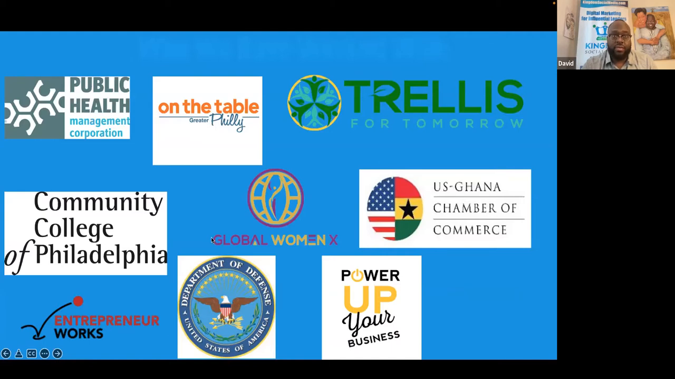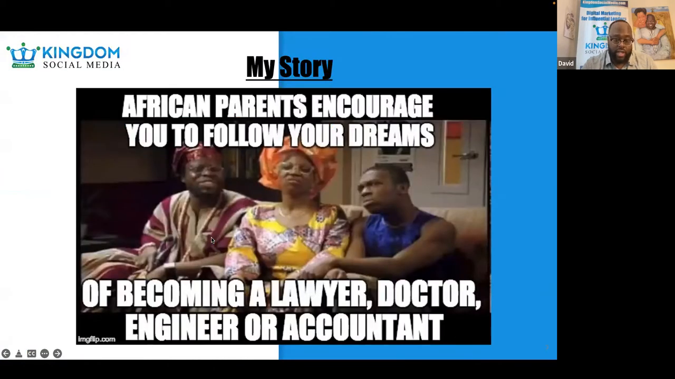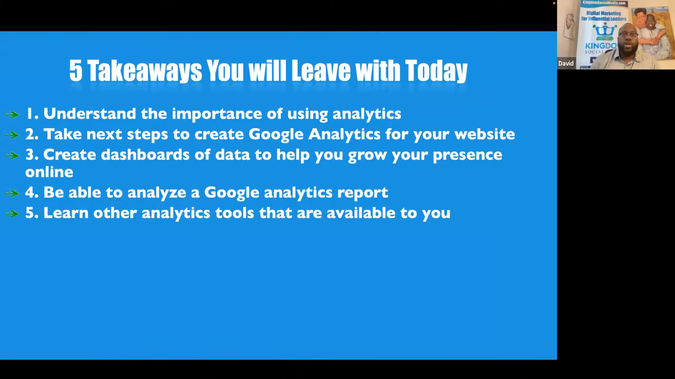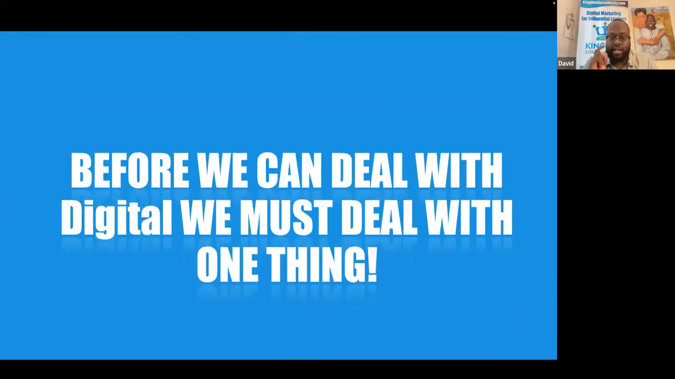And I always share my quick story. I grew up in a very strict household, and was given 4 options: lawyer, doctor, engineer, accountant. I decided to go the path of digital media because I was passionate about it, and I'm here to share that passion with you today. So here are the 5 things that you're going to leave with today.